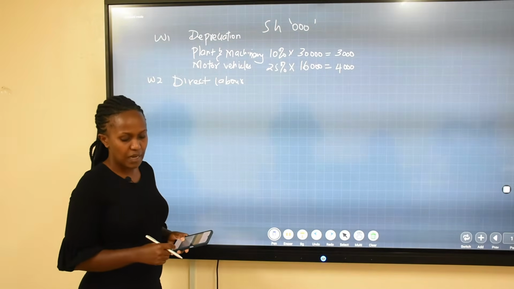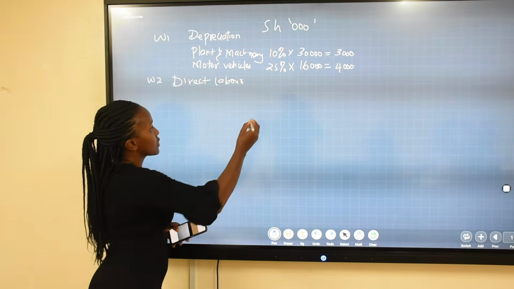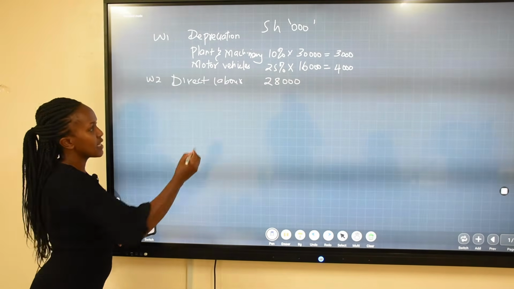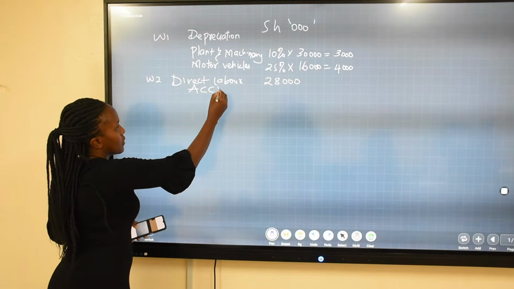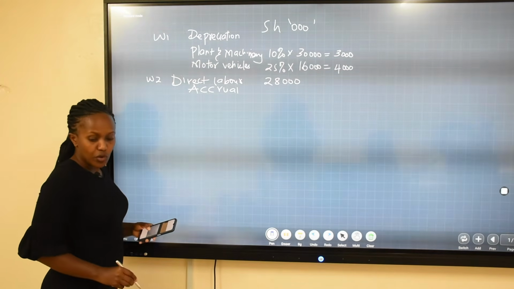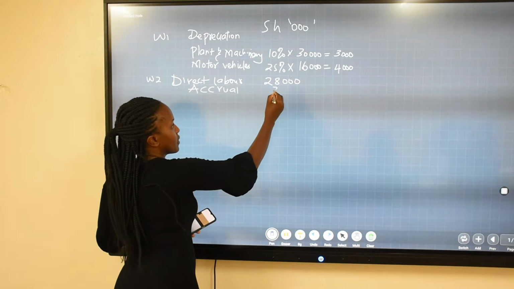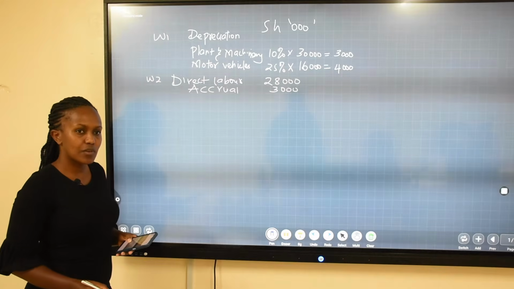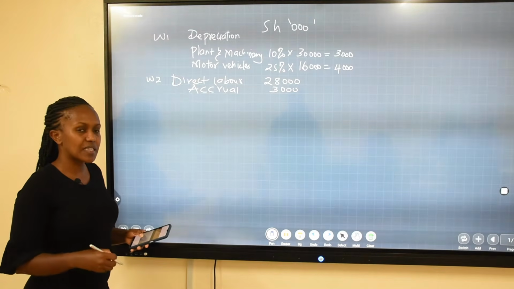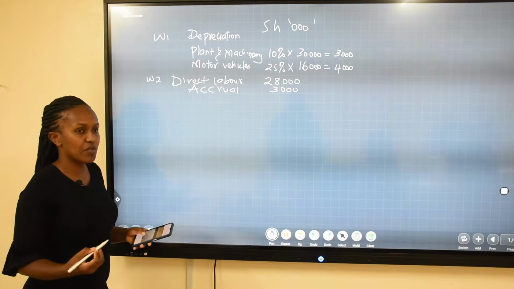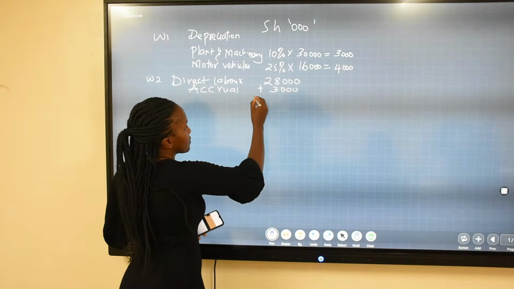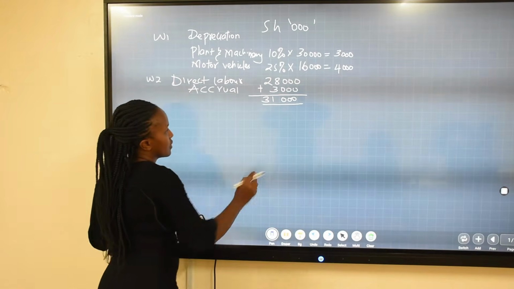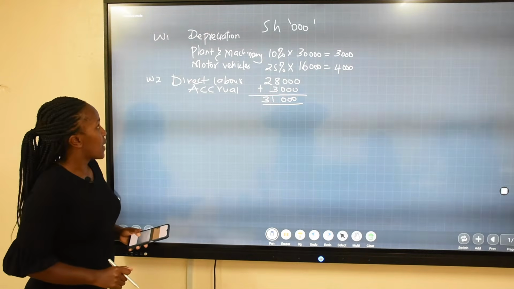So what we have in the trial balance is 28,000. In additional information, you are being told there is an accrual of shillings 3,000. So what we need to do is to add, because that accrual relates to an expense incurred in this period but has not been paid for. So this one we add, and you are going to get 31,000. That is our working number 2.